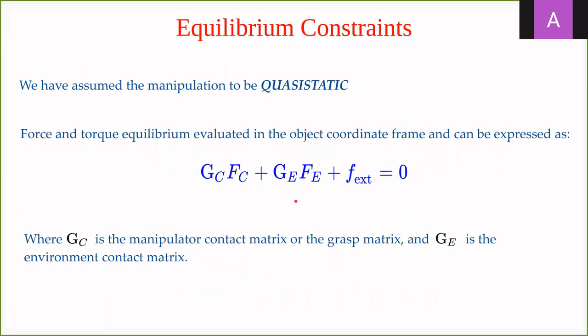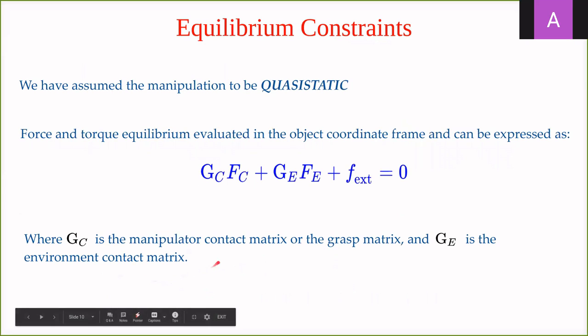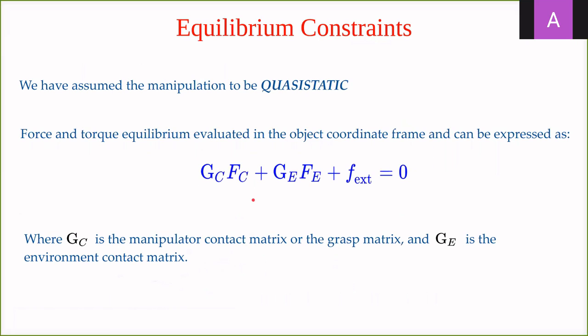Here, GC is the manipulator contact matrix, which is also known as the Grasp matrix, and GE is the environment contact matrix. In the same equation, FC is a 6×n matrix containing all the object manipulator contact wrenches. Similarly, FE is a 6×m matrix containing all the object environment contact wrenches. The equilibrium constraints are a set of linear equations.